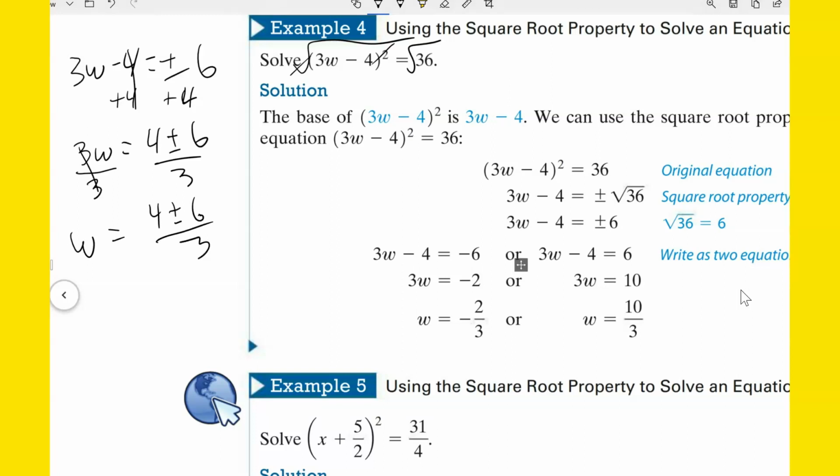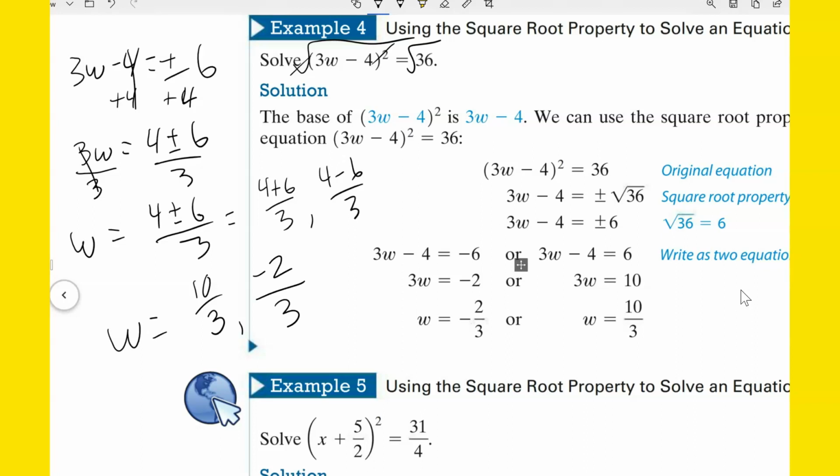Now I can go ahead and combine the 4 and the 6. They can just combine together. So that becomes 4 plus 6 over 3 and 4 minus 6 over 3, so that the 4 and the 6 can just combine together. So that gives me 4 plus 6, that's 10 over 3. I know that's sloppy. And 4 minus 6 is negative 2 over 3. So 10 thirds and negative 2 thirds are my answers to that one.